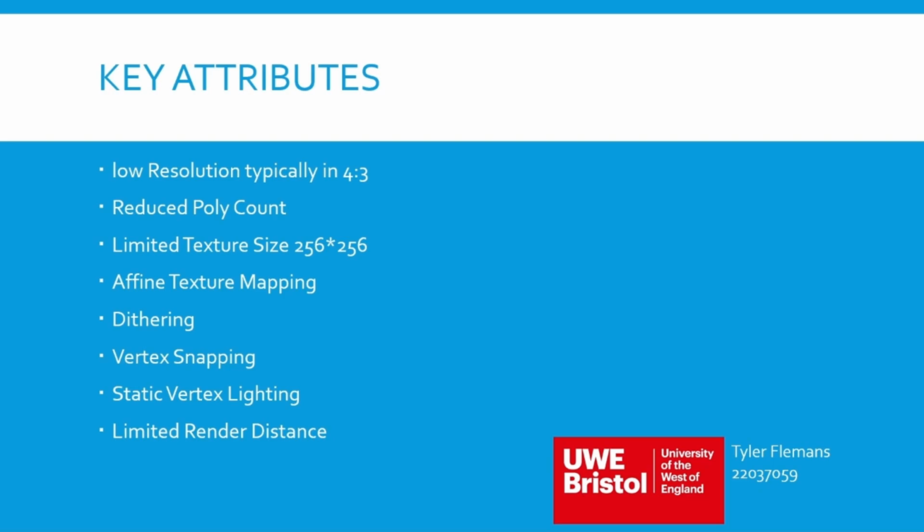Some of its more unique features are its affine texture mapping and dithering, as well as its vertex snapping, which give it that signature style and are all very unique to the PlayStation. Static vertex lighting is also another limitation, and limited render distance, which you can't do because it didn't have the capabilities to render in long distances.